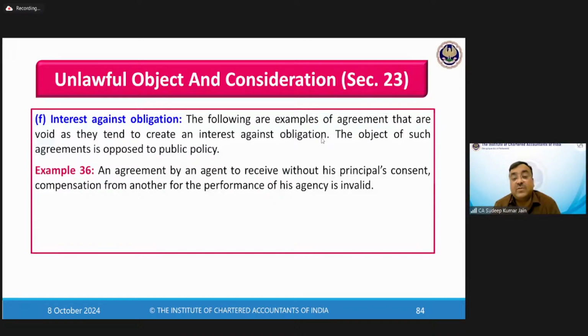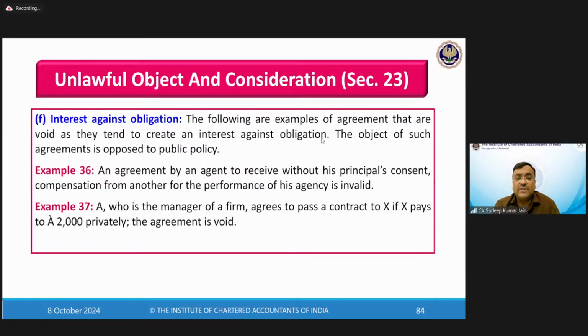An agreement by an agent to receive, without his principal's consent, compensation from another for the performance of his agency is invalid. Means the principal has appointed an agent for particular work, and without the knowledge or consent of the principal, the agent is charging some remuneration, brokerage, or commission from a third party. It is invalid because it is the duty of an agent to work as per the direction of the principal. A, who is manager of the firm, agrees to pass a contract to X if X pays ₹2,000 privately. This is again void.